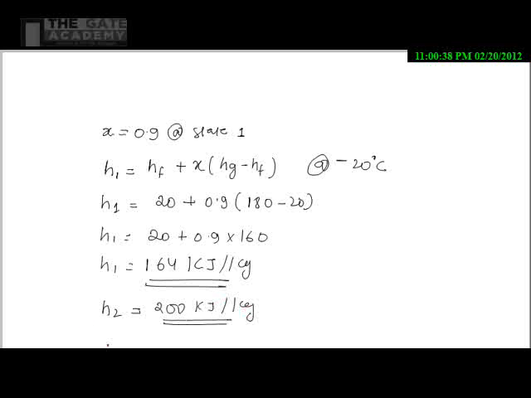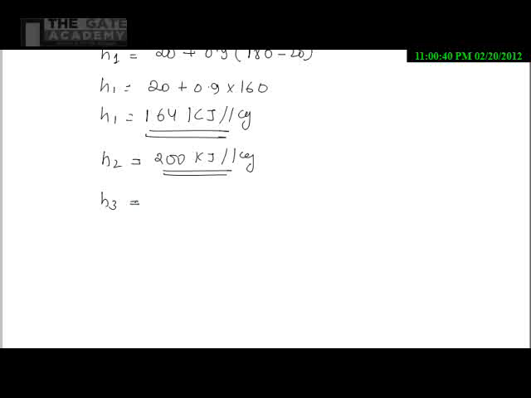Similarly, H3 is nothing but the enthalpy of saturated liquid at 40 degrees centigrade. From the table it is 80 kilojoule per kg, and 3 to 4 is constant enthalpy. So H4 equals H3 equals 80 kilojoule per kg. Now we have the enthalpy at each and every step.